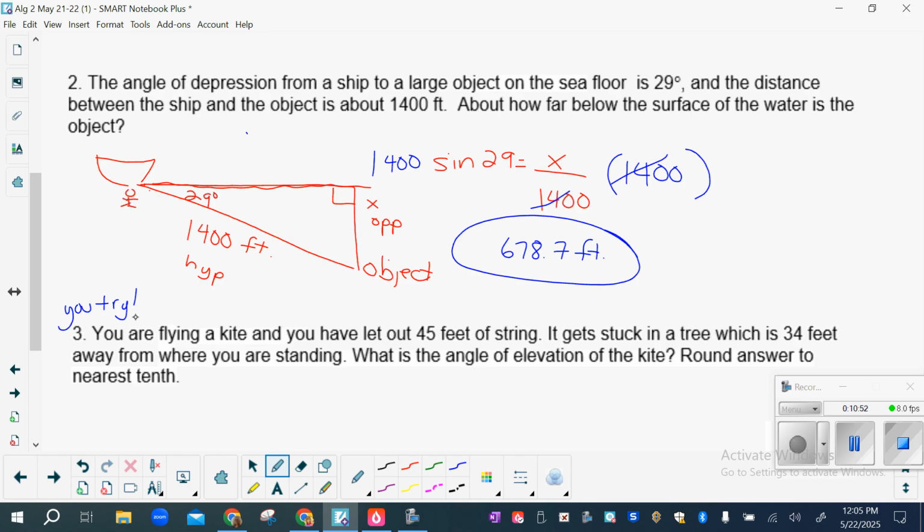You're doing number 3 now on your own, so you should be drawing that picture, figuring out what it is, what the function is, how to solve it.